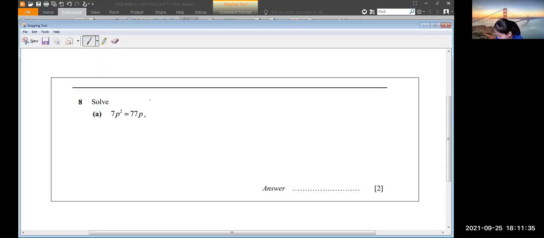I guess what you did is you do cancellation first, right? When you do cancellation, you miss out one answer. Don't do this. A lot of students make this mistake. First thing first, ask yourself, what do you see? 7p squared equals 7p. We talked about linear equations versus quadratic equations, right? Can I ask you, what equation is this?